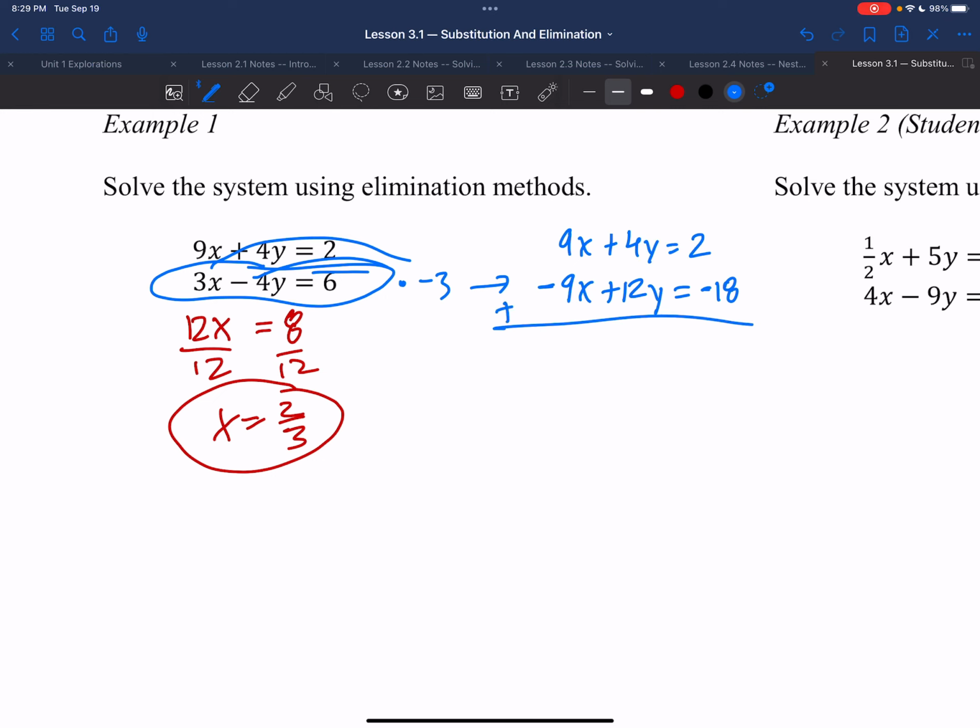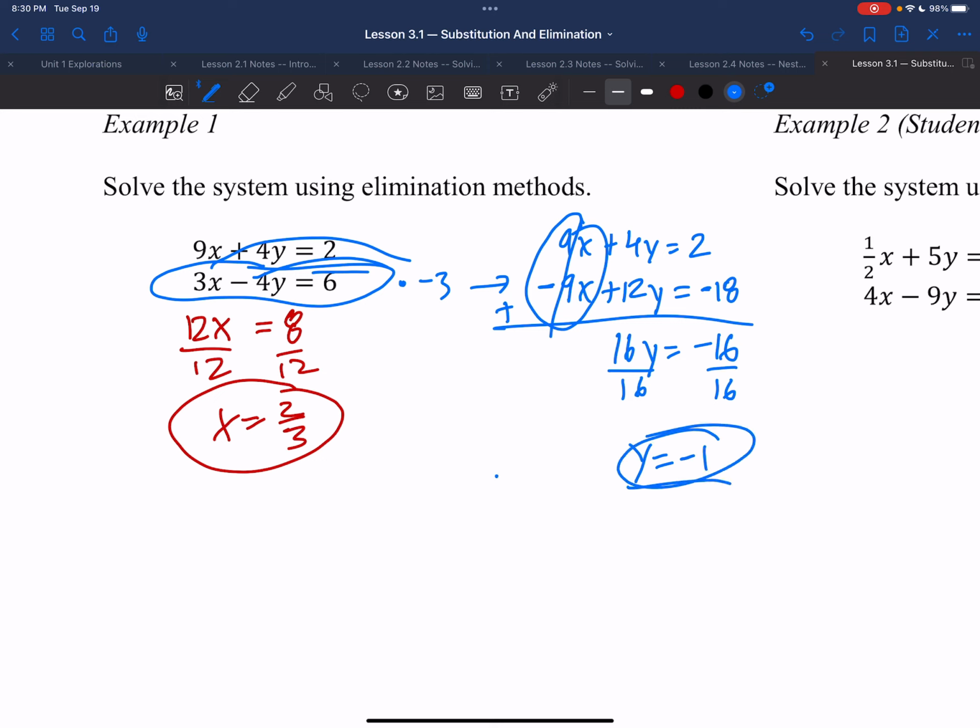Now, if I draw a bar and add, you'll see that 9x and negative 9x cancel, which is to mean they are additive inverses that sum to 0. And 4y plus 12y is 16y. 2 minus 18, or rather 2 plus negative 18, since we're going to be particular, is negative 16. And then I will divide both sides by 16, netting me y equals negative 1.